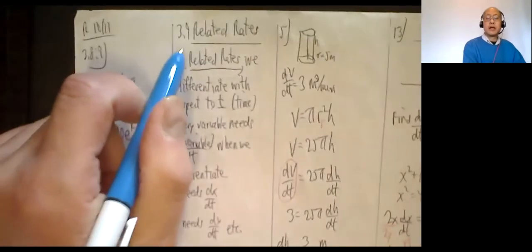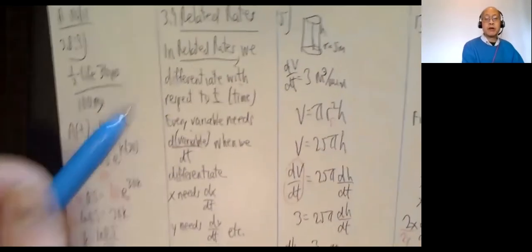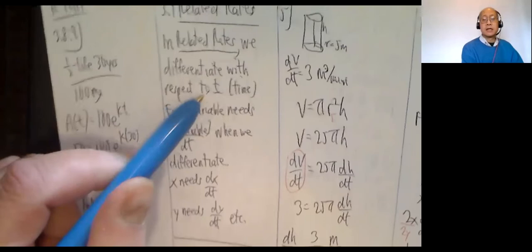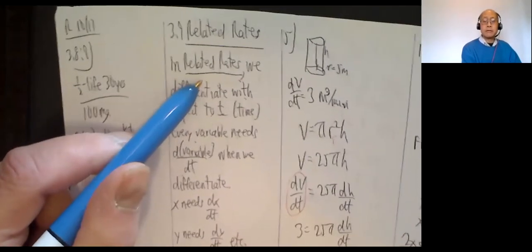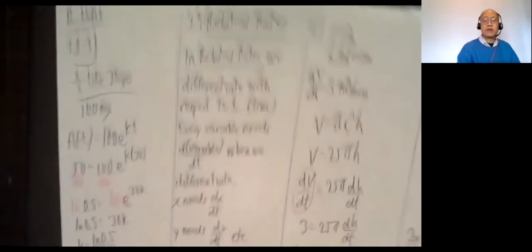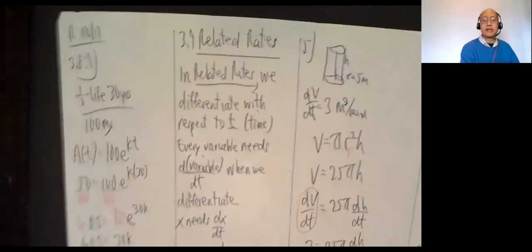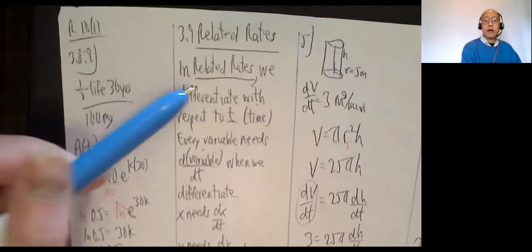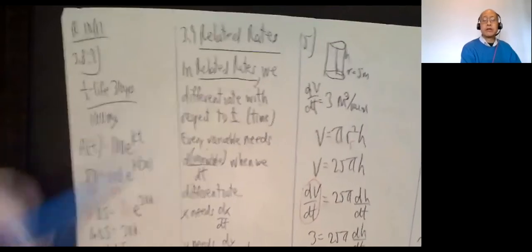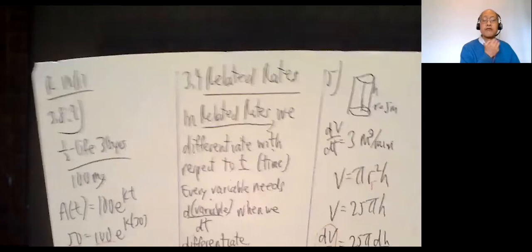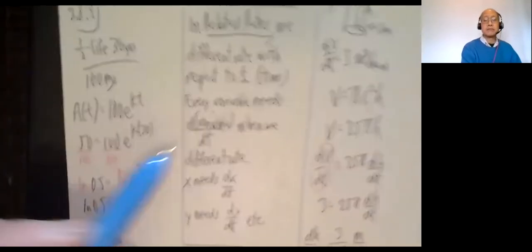All right, so here we go. Related rates, 3.9. In related rates, we differentiate with respect to t, time. There's time involved in every single one of these problems, hence the term rate. Way back in Algebra 1, you had an equation such as distance equals rate times time. Rate was like miles per hour, feet per second. There was always a time involved. So all these problems involve time. We're differentiating with respect to t, time.